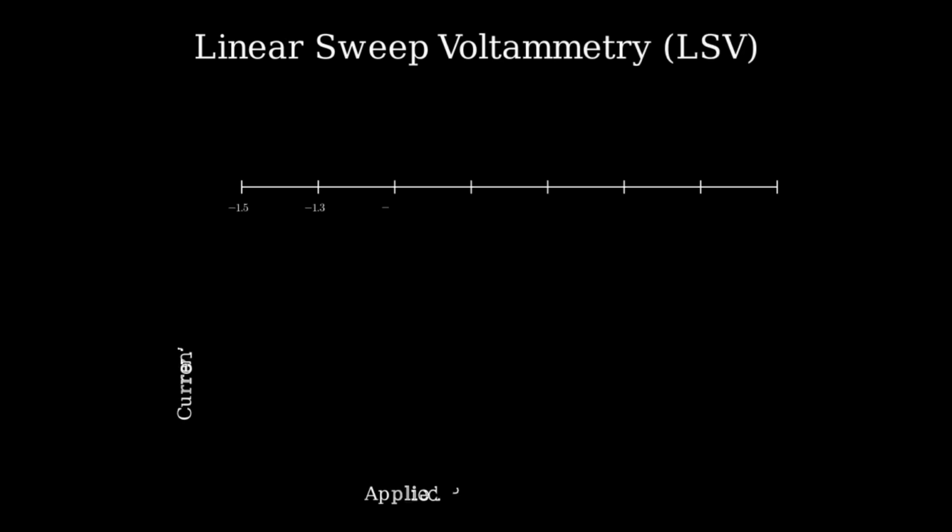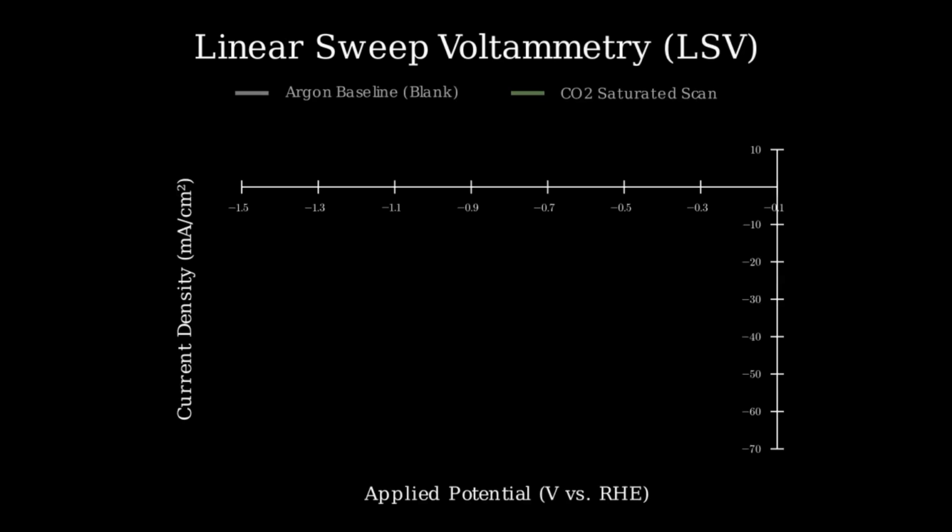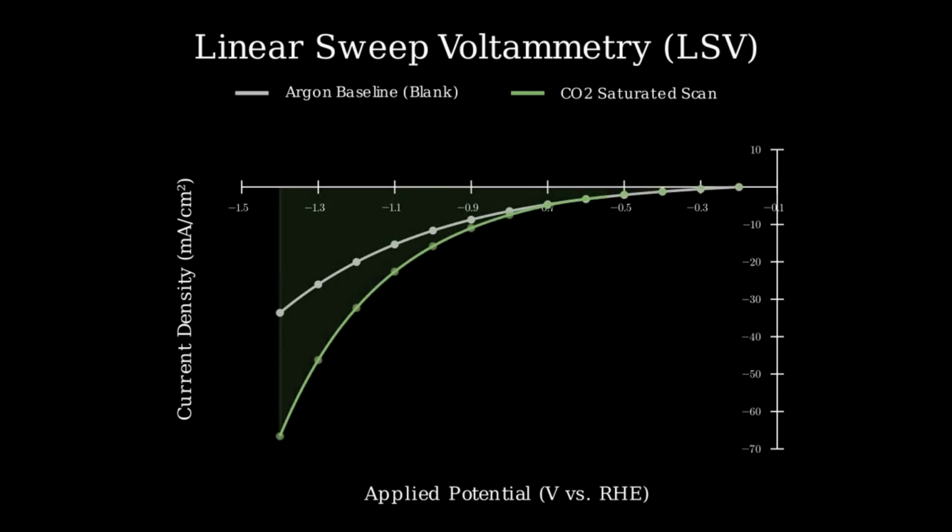The potentiostat provides our electrical data. The most common diagnostic test is LSV, or Linear Sweep Voltammetry. By scanning the voltage, we find the onset potential, the exact moment the reaction starts. If we run a baseline scan in argon gas and compare it to a CO2 scan, a clear difference proves our catalyst is actively reducing carbon.